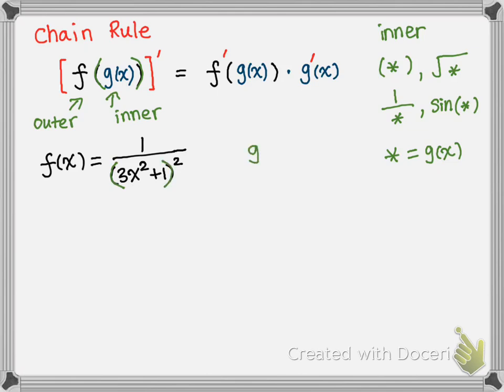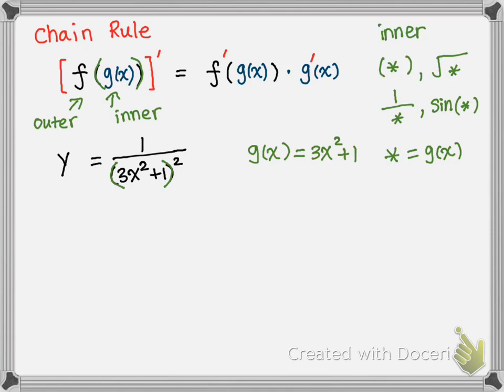So g of x is really 3x squared plus 1. Then, what is the outer function? It's 1 over something squared, right? So you have to change it to the power form. So this function, you can call it y. It'll be less confusing, because if you have two f's floating around, they don't mean the same thing.